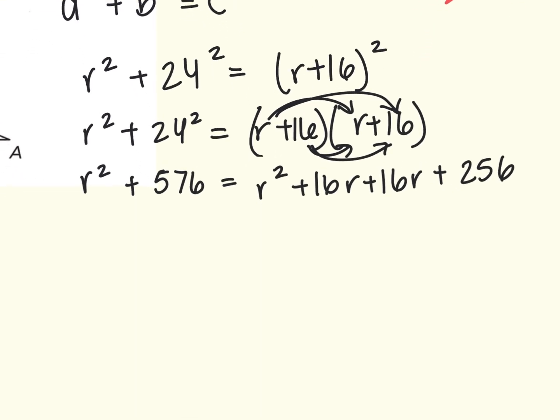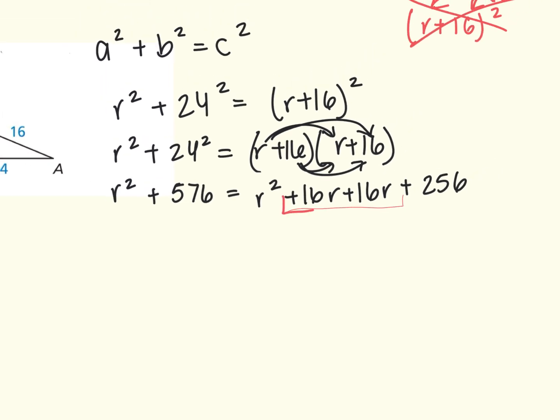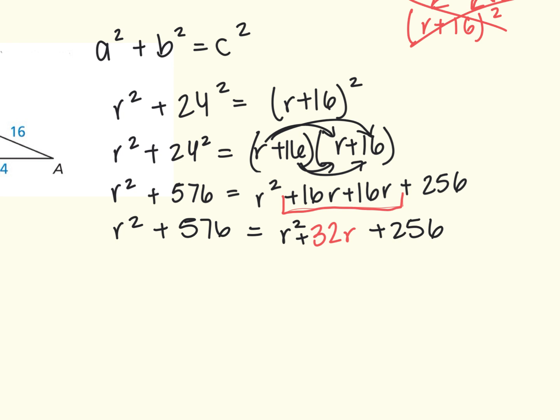Now, solving it in steps. What can I combine? I can now combine my r's. Okay, that's 16r plus 16r. What's 16r plus 16r? 32r. Bring everything else down. And what can I get rid of? What can I cancel out? My r squareds are going to cancel out. I'm just going to cross them out. And then bring down what I have left over.